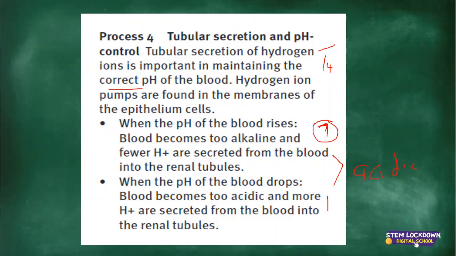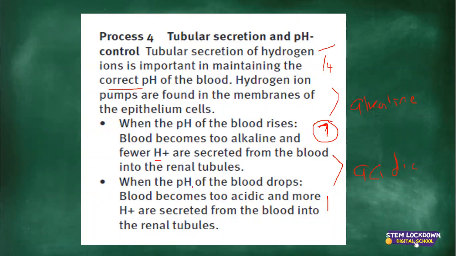The hydrogen ion pumps are found in the membranes of the epithelial cells. When the pH of the blood rises, whereby it becomes too alkaline, remember when it rises, it means it's going above 7. Above 7, it's alkaline. So when the pH level rises, it is becoming alkaline, too alkaline. And then fewer H+ or hydrogen ions are secreted from the blood into the renal tubules.